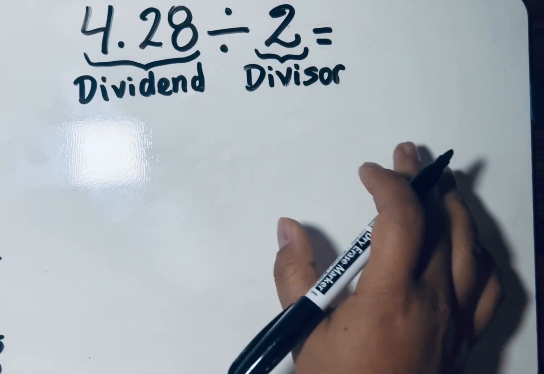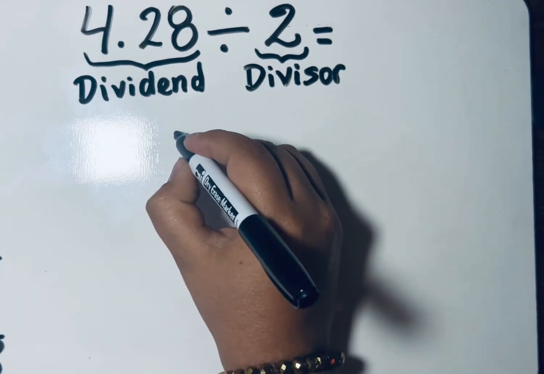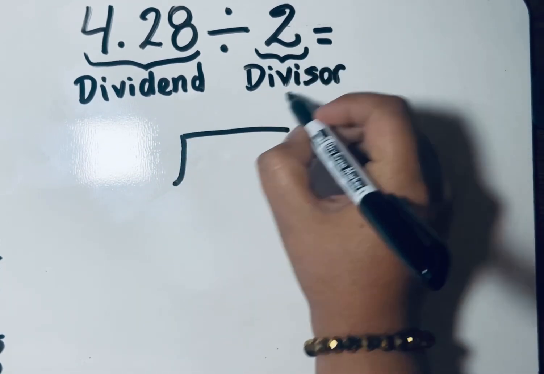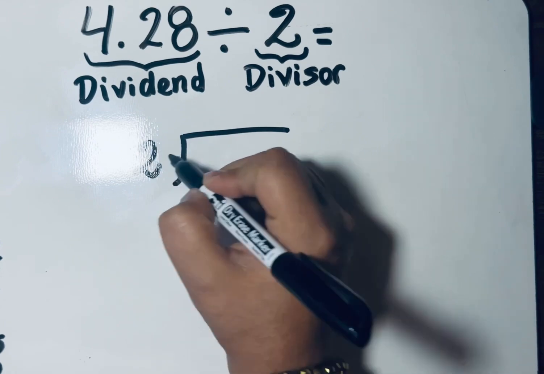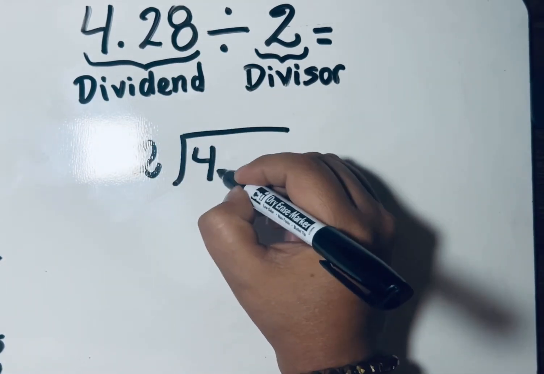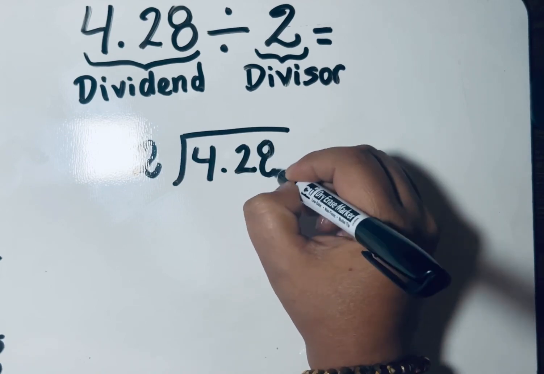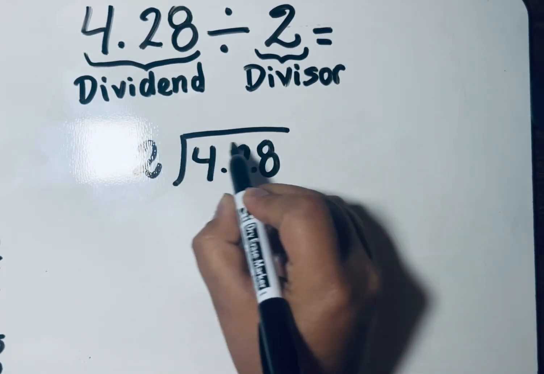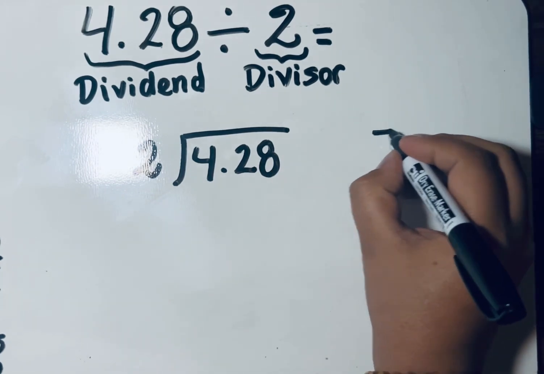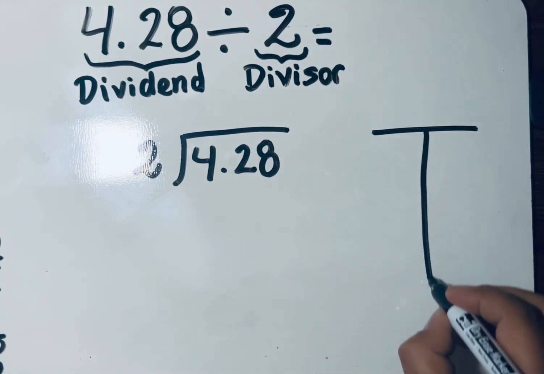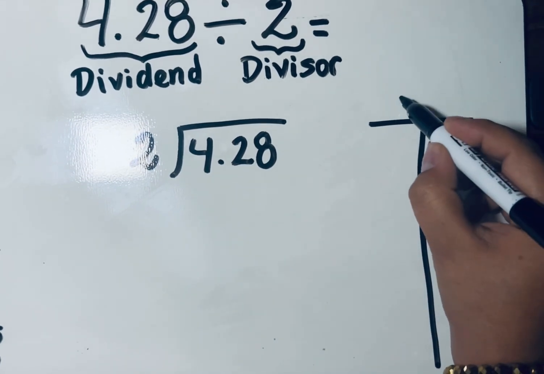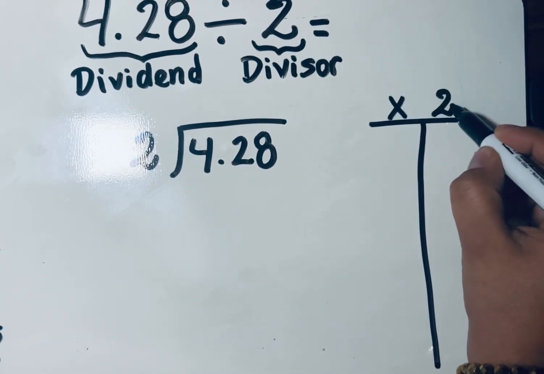Okay? So after doing this, we're gonna do our little house. And the divisor is gonna be out of the house, and my dividend is gonna be inside the house. Out of the house, inside the house. After doing this, we need to do our T table, okay? And we will multiply by 2.